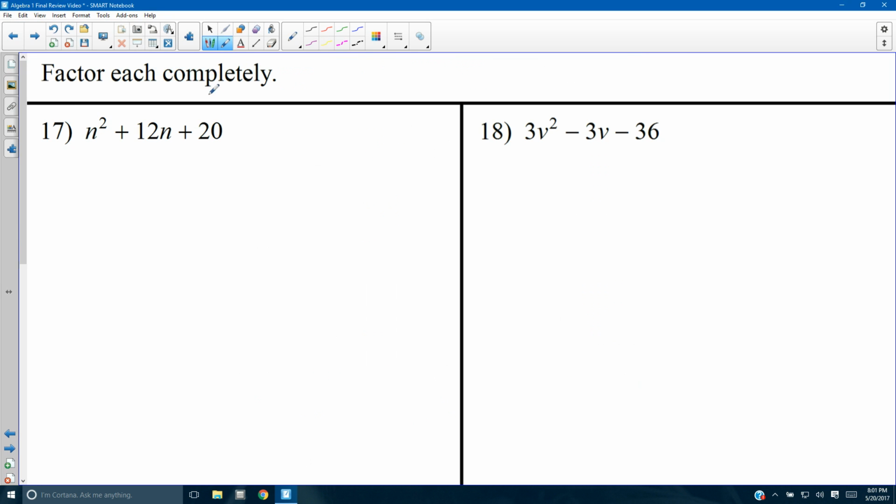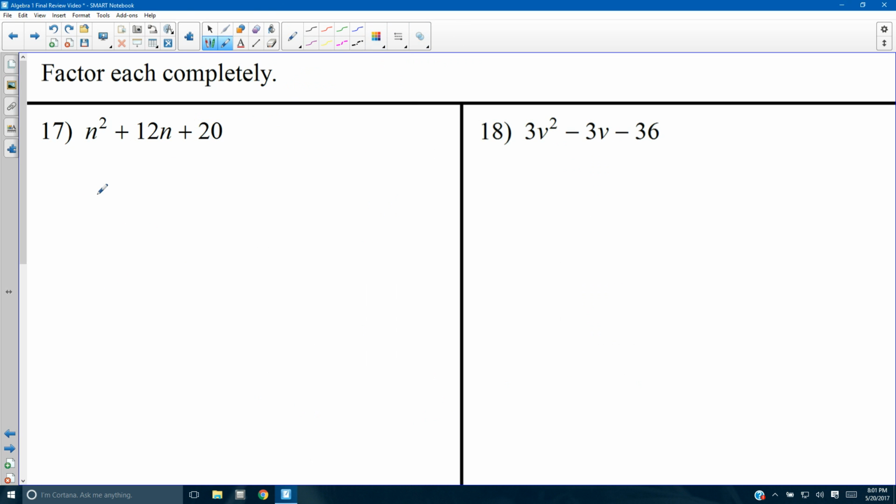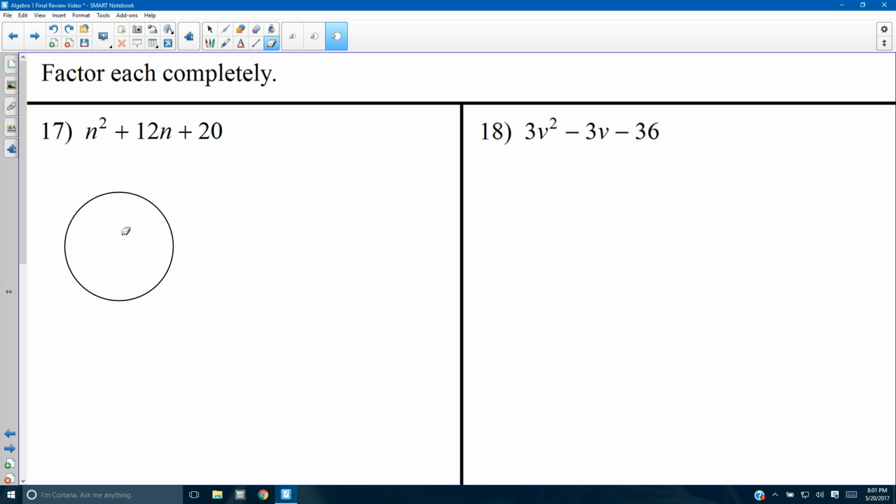Okay, factor completely. That's where I meant to put this. Factor each thing completely: n squared plus 12n plus 20, and 3v squared minus 3v minus 36. I'm not going to beat around the bush here too much. While you can use a diamond and a generic rectangle to do the factoring process, if you've caught on to the fact that as long as your quadratic coefficient is the number 1, then 2 awesome things happen.